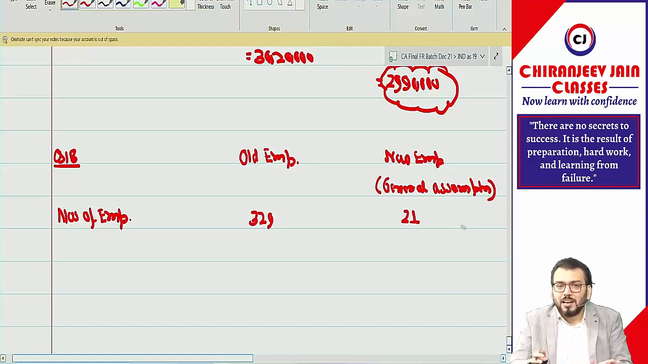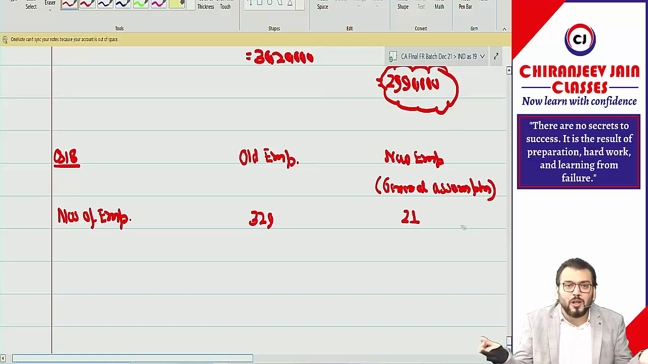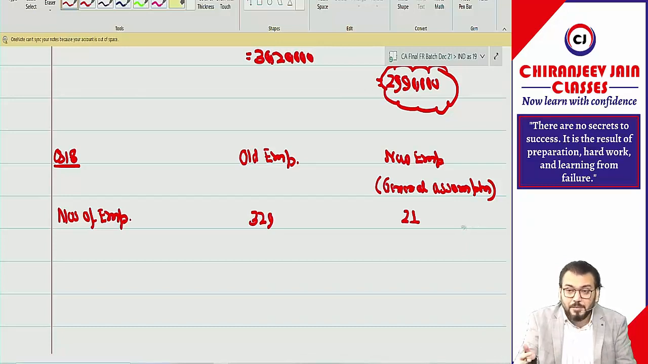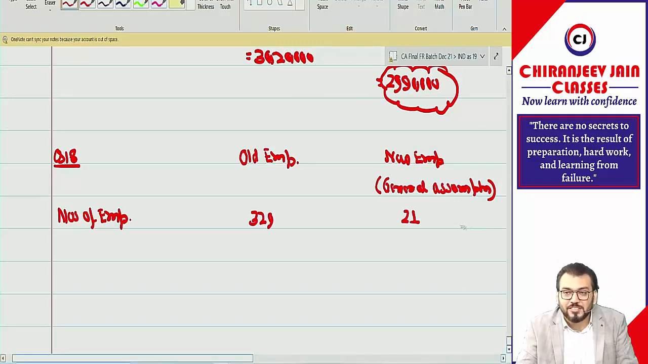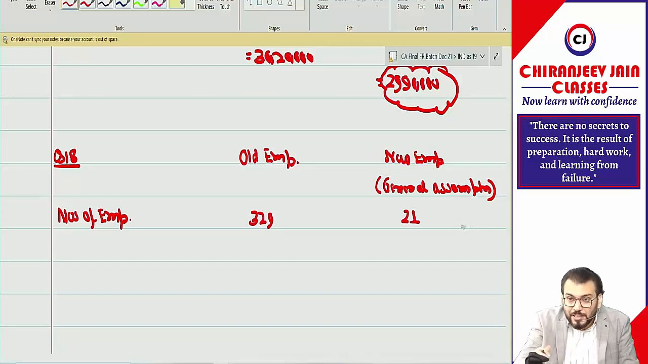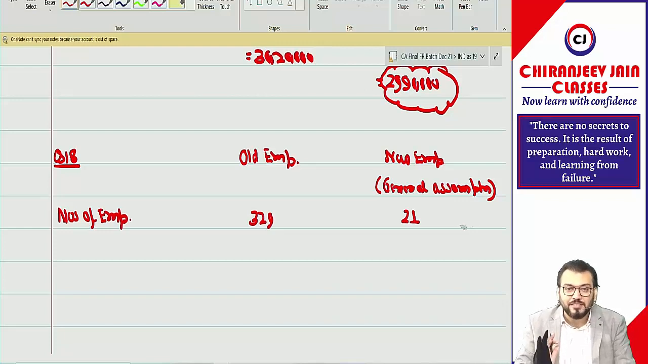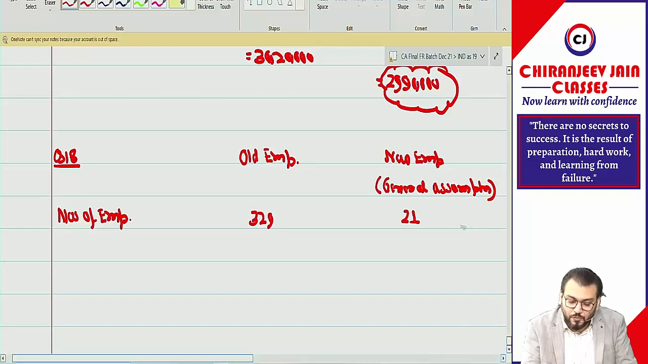Understood, means you can't assume that no new employee will join. It might be given in the question that only 20 employees have newly joined or 15 employees have newly joined, then we'll take 15 employees. But if the question is silent, what general assumption will you take? If 21 employees have left, then 21 new employees will join. So that is the general assumption.